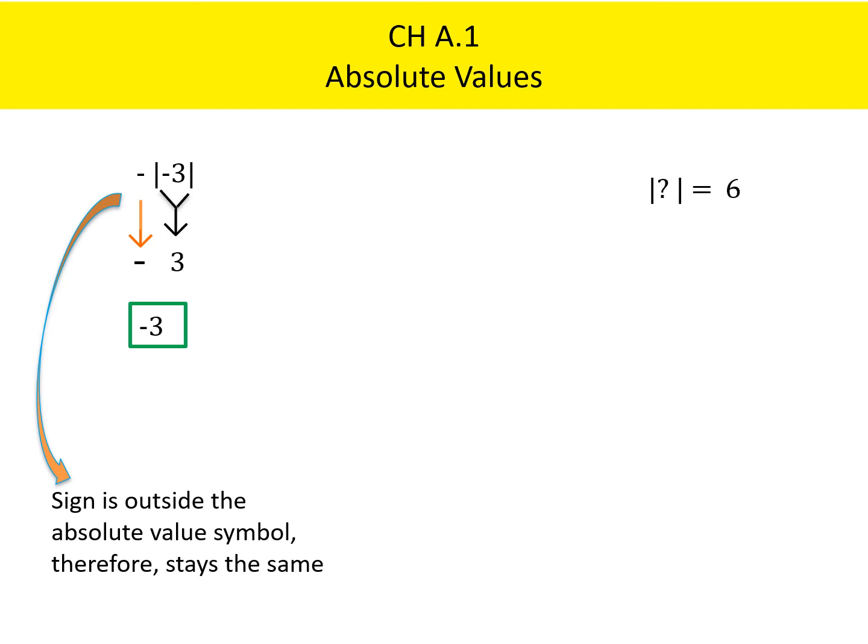The next example, we have the absolute value of a question mark equals 6. Wait a minute, a question mark. I don't know what's inside the absolute value, but I do know whenever I take it out, it's going to be a +6. So therefore, the question mark can first be a 6, and it can also be a -6, because when I drop the symbol, that -6 comes out as a 6.